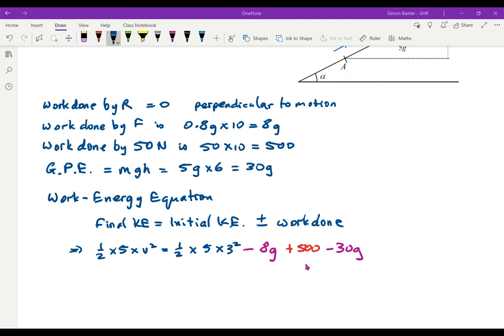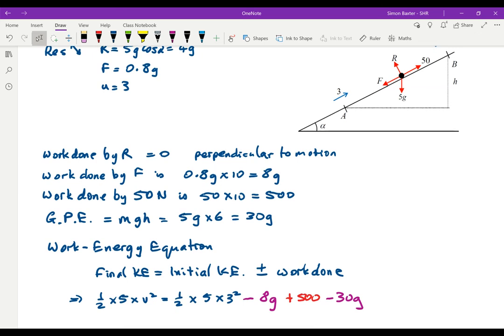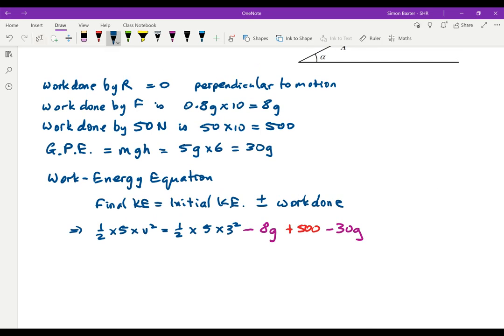Have we looked at all the forces? Yes. We haven't got any more forces. R did no work, 50, friction, gravity, we've done. All we have to do now is press the buttons, and we get that V is equal to 7.7485... which then means that I'm going to say 7.7 meters per second, two significant figures, because I'm using G, and we shouldn't really give more than 2.